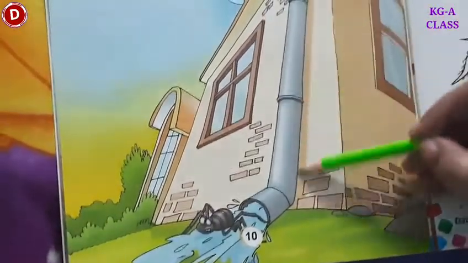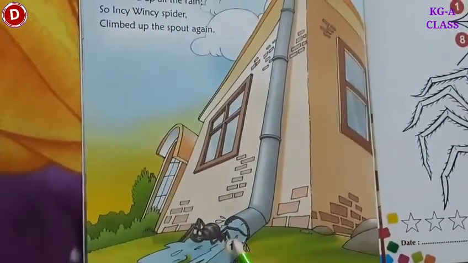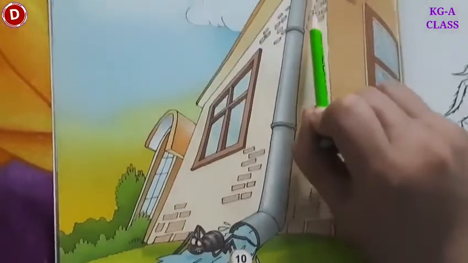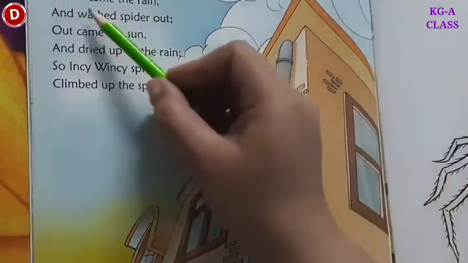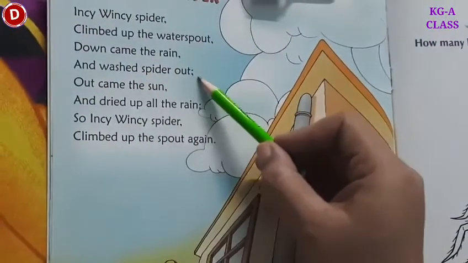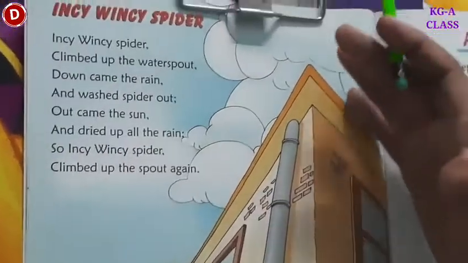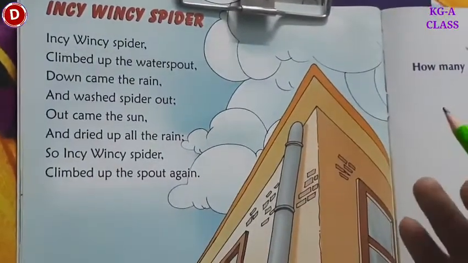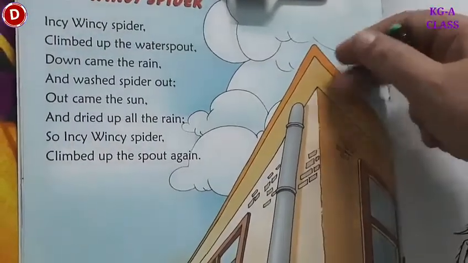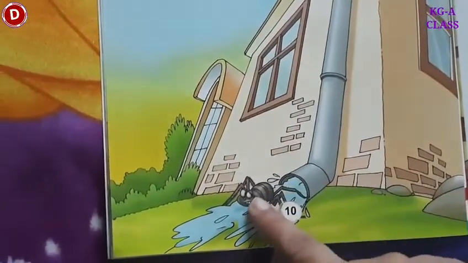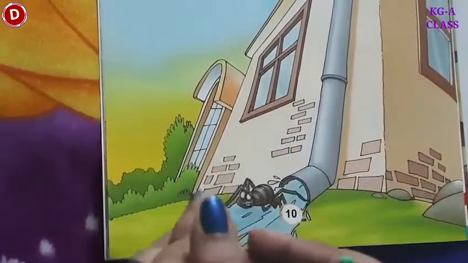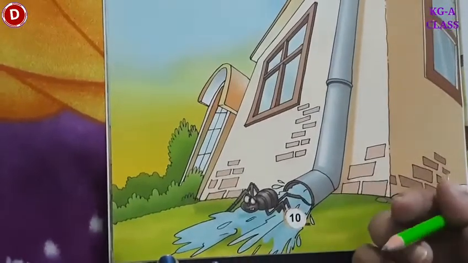ओके, देखो आप, ये जो है वाटर स्पाउट है जहाँ से पानी नीचे गिरता है, वो इसके अंदर से चढ़ने लग गई, ऊपर जाने लग गई। She started climbing up. Then what happened? Down came the rain and washed the spider out. खूब सारी बारिश हुई, रेन हुई है ना, बारिश आई, और जो पानी था वो इसके नीचे से आ गया, इसके अंदर से आया, और ये जो बेचारी इंसी विंसी स्पाइडर थी ये भी इसके अंदर से नीचे वापस आ गई। Then what happened?